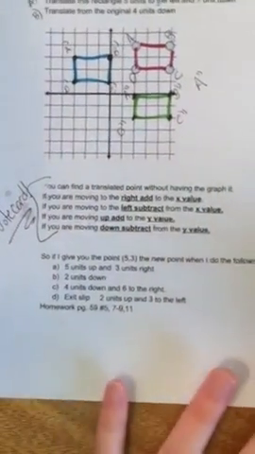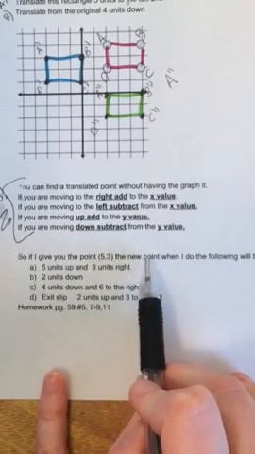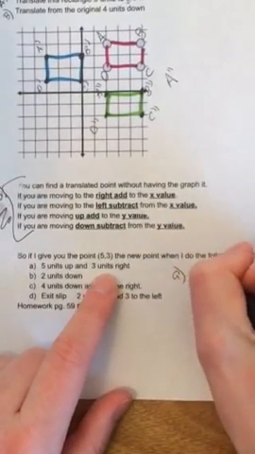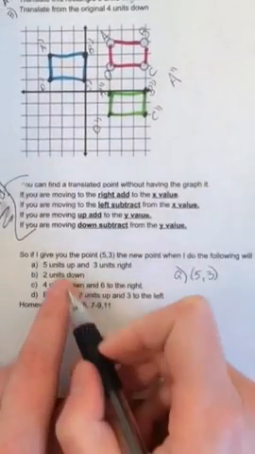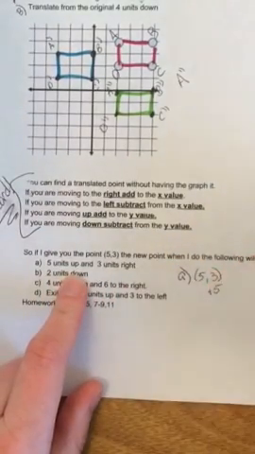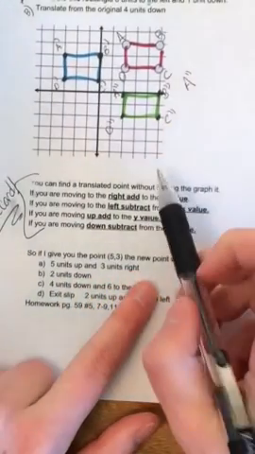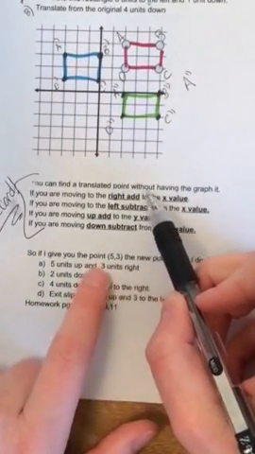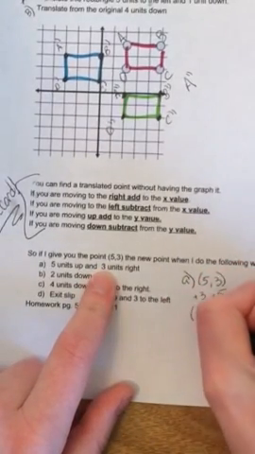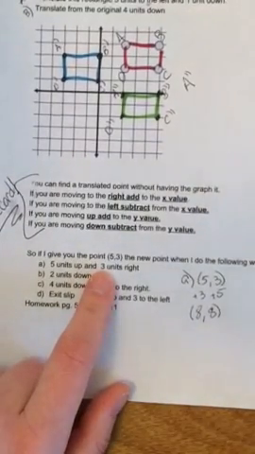So let's just practice this a little bit. I'm going to give you the point 5, 3. Find the new point when you do the following. For A, I have the point 5, 3, and it wants me to go 5 units up. Up means I add to the Y value, so I'm going to add 5 to the Y value. And 3 units to the right means I'm adding 3 to the X value. So my new point for A is going to be 8, 8. And I can graph that and test my theory and make sure that I'm right.